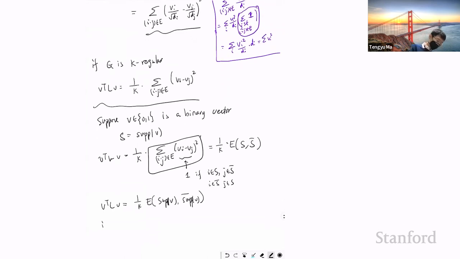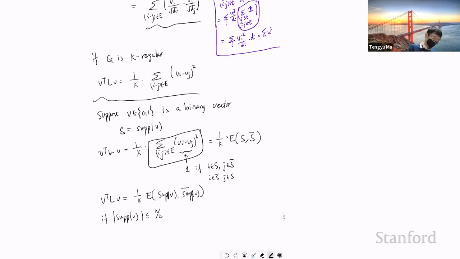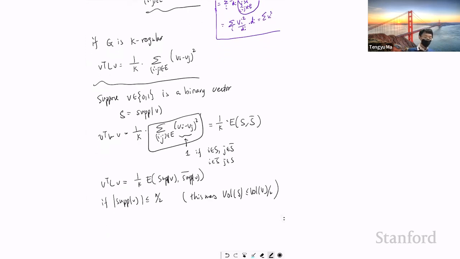So now suppose the size of the support of V is less than 1 over 2, so this means the volume of this S is less than the volume of V over 2. Because this is a regular graph, the volume is really just the size of the set. And in this case, this ratio, V transpose LV over the norm of V squared, becomes 1 over kappa times the number of edges between S and S bar.